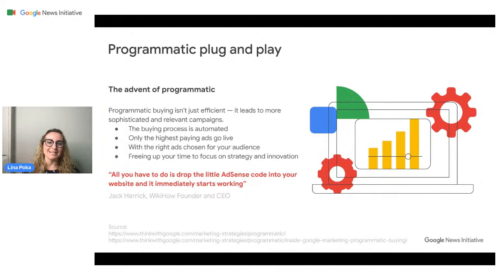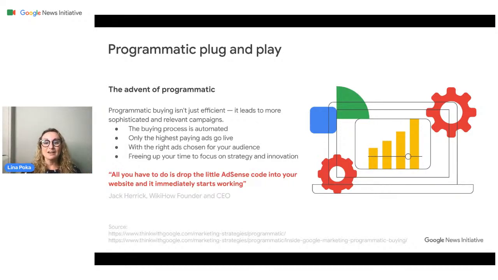Four different ways. The buying process, it's automated. The second way, only the highest paying ads would in fact go live. The third way, the programmatic is more efficient. Essentially, it will showcase the right ads to the right audience at the right time. The fourth way, freeing up our time to essentially focus on our strategy and our innovation.